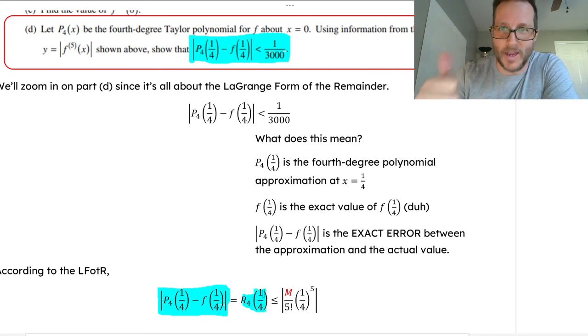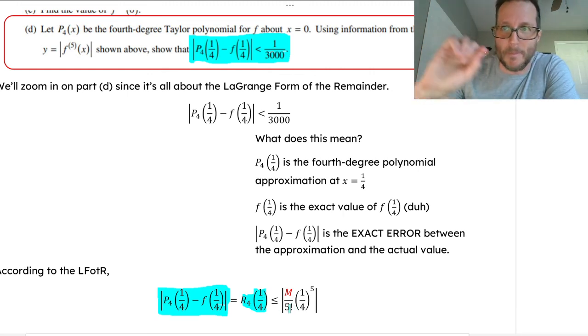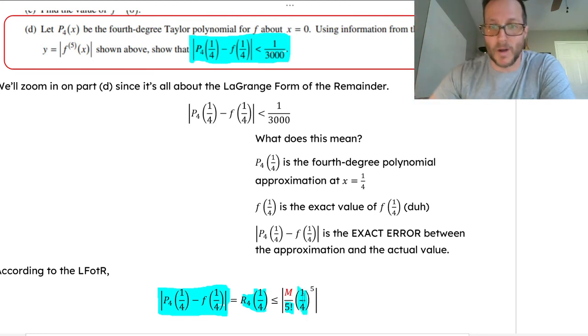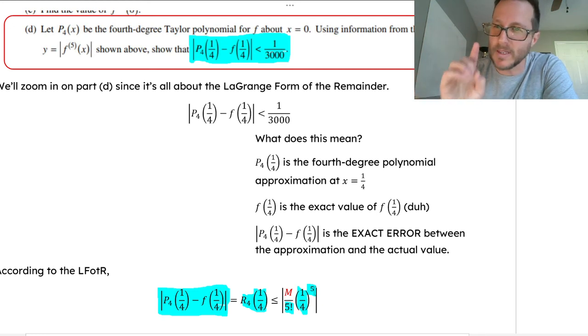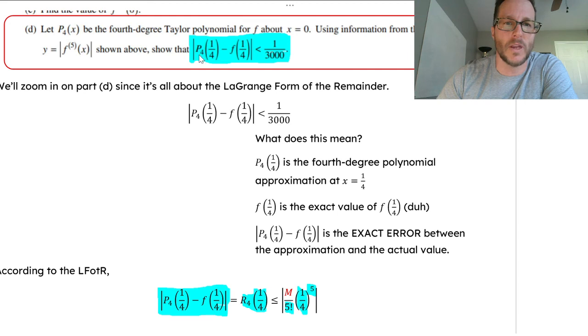So n is spoken for, it's 4. X is spoken for, it's 1/4. C, the center of this polynomial, is spoken for, it's 0. So that means we're going to bump everything up. So 5 factorial, 1/4 minus 0, just 1/4, raised to the, bump it up to the fifth. That's all spoken for. The only thing that's not spoken for is the value of that numerator.